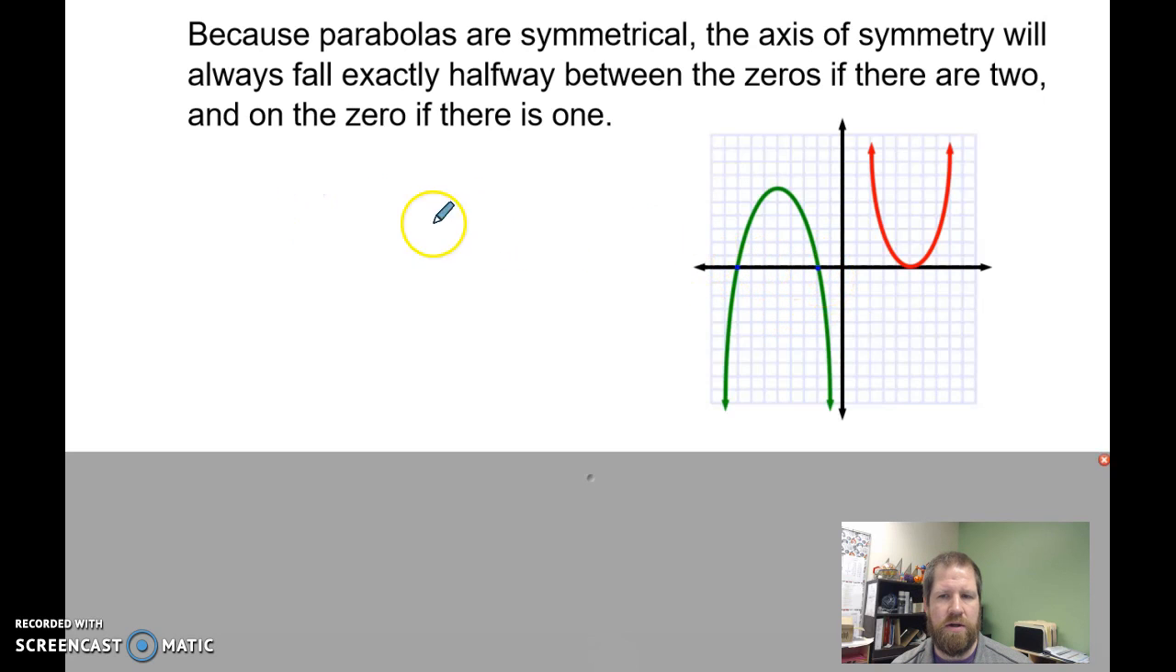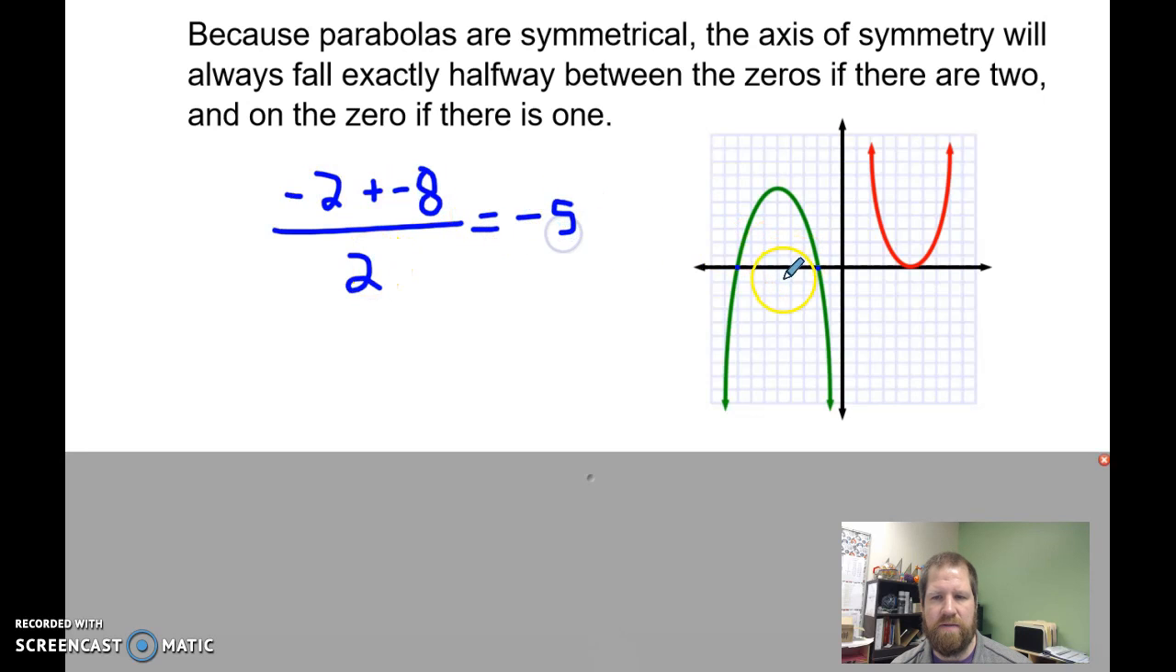All I've got to do to figure out where my axis of symmetry is, take -2 and -8, add them together, and divide by 2. Take the average, take the mean. -10 divided by 2 is -5, and that's where my axis of symmetry would be.